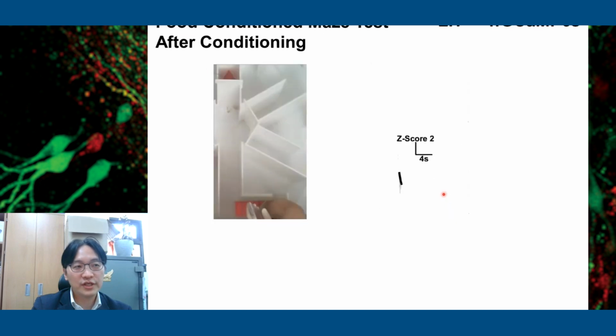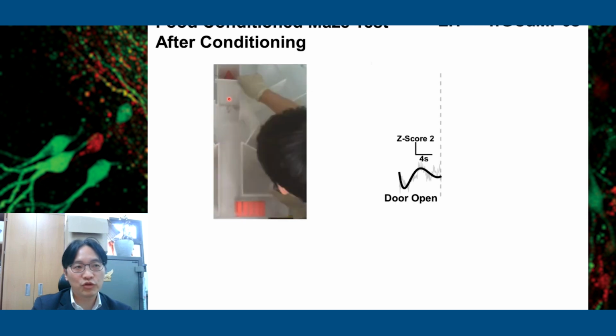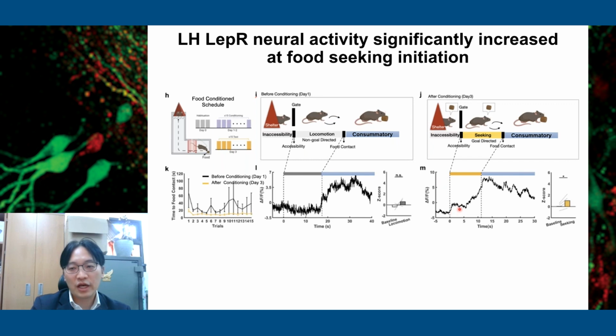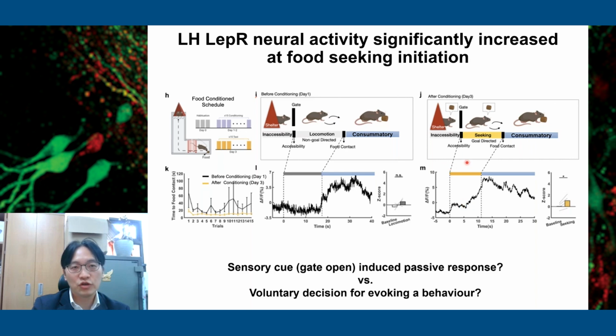And more interestingly, when we train the mouse so that the mouse knows that food is at the end of the corridor, we have a more interesting event when you open the door. This mouse now knows food is there, so it runs for the food and goes there. So at the same corridor, now the neuron activity goes up at the beginning of the seeking. So we could show that after learning, when the door opens, the accessibility will increase the neural activity.